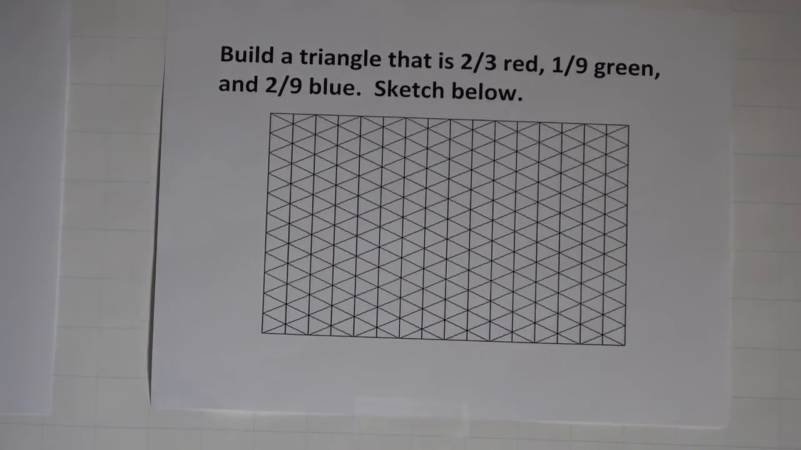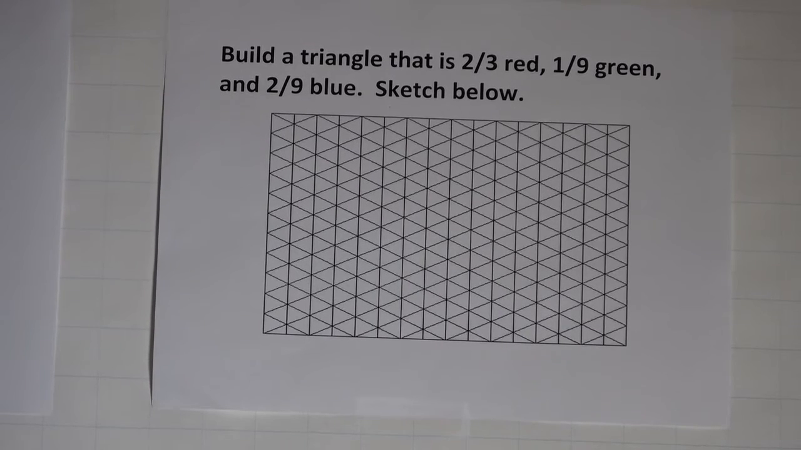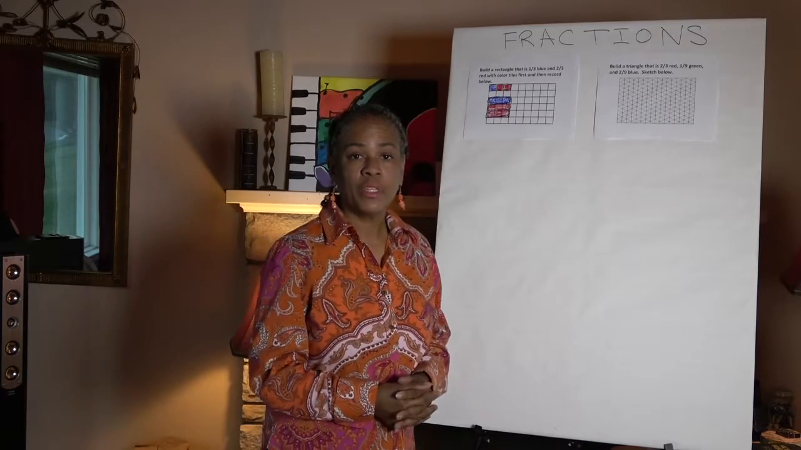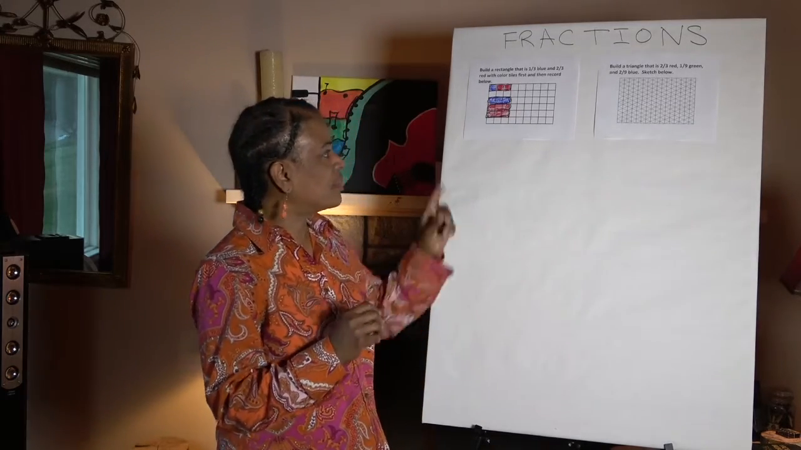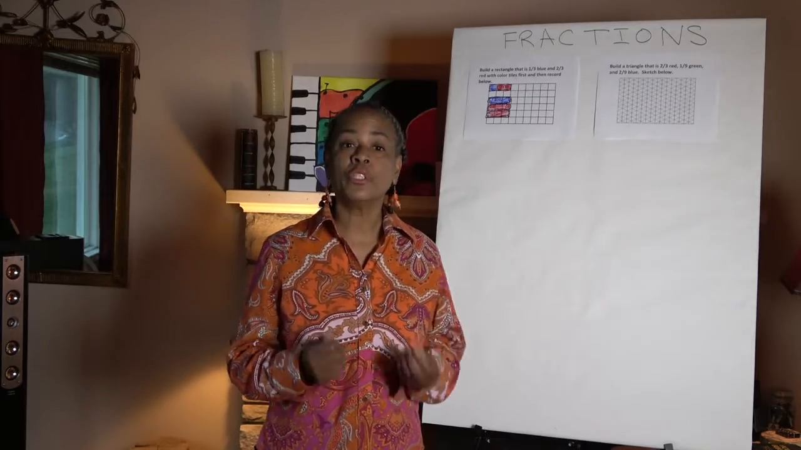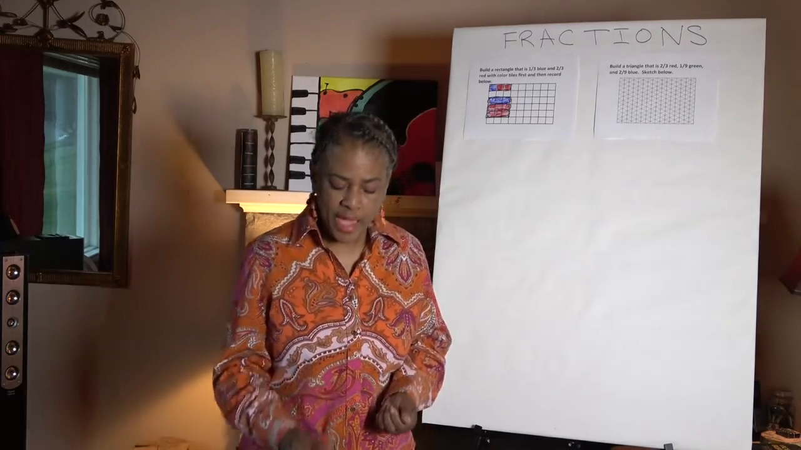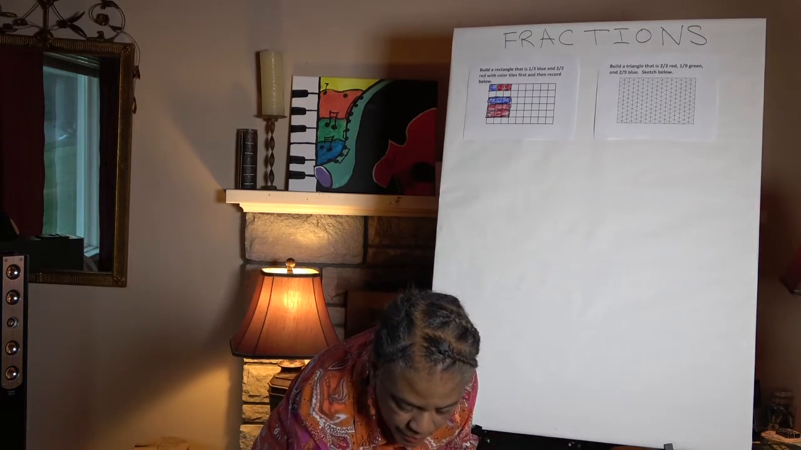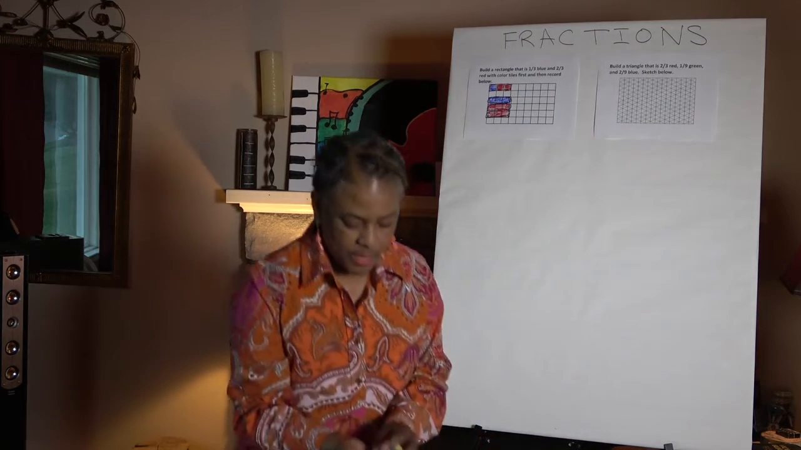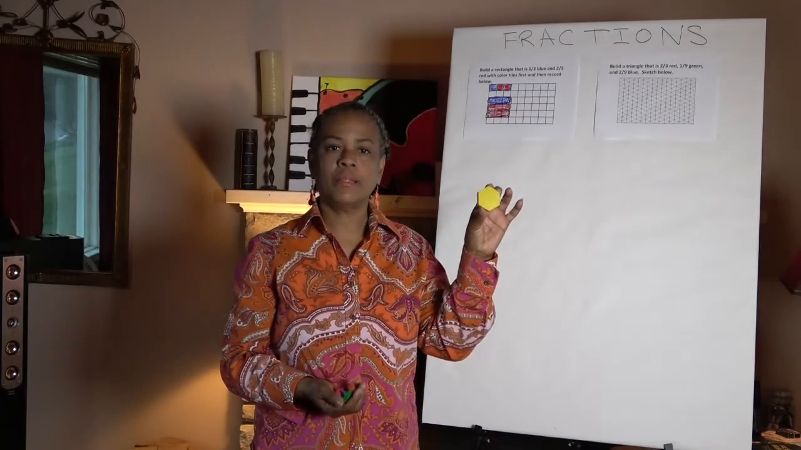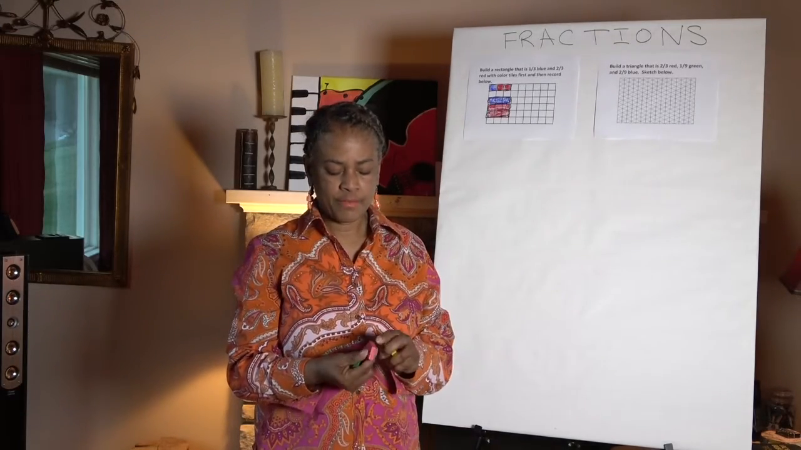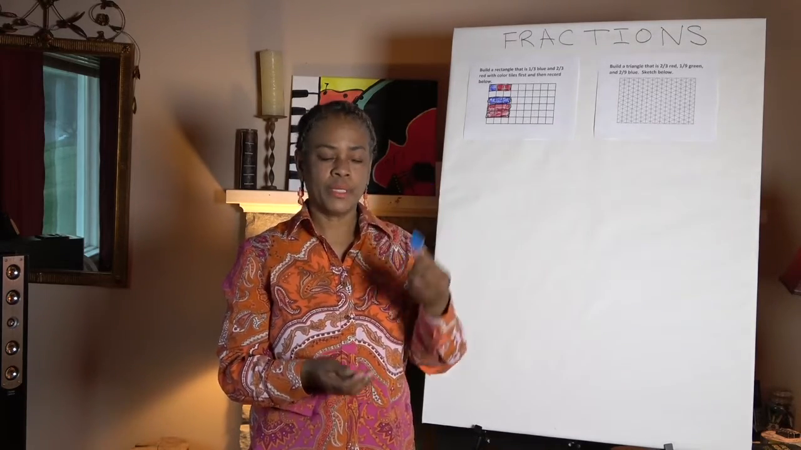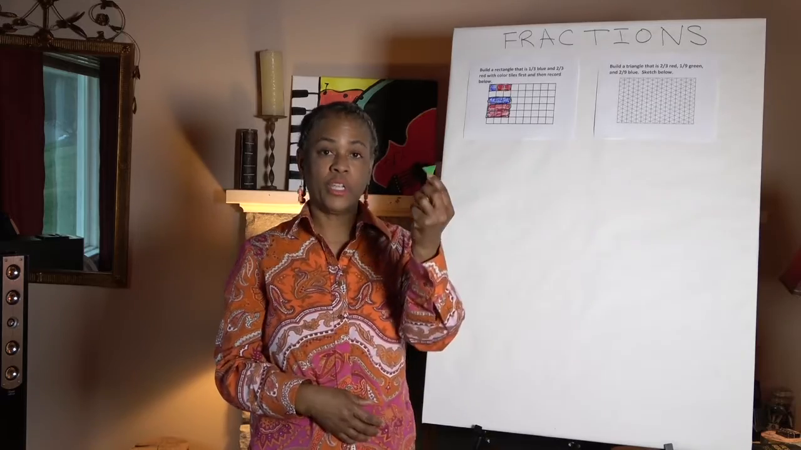It says, build a triangle that is 2/3 red, 1/9 green, and 2/9 blue. And so I am going to use, and it doesn't say it here, but I'm going to use pattern blocks. And with the pattern blocks, I have these pieces. Let me just show you. I have a yellow hexagon. I have a red trapezoid, a blue rhombus, and a green triangle.